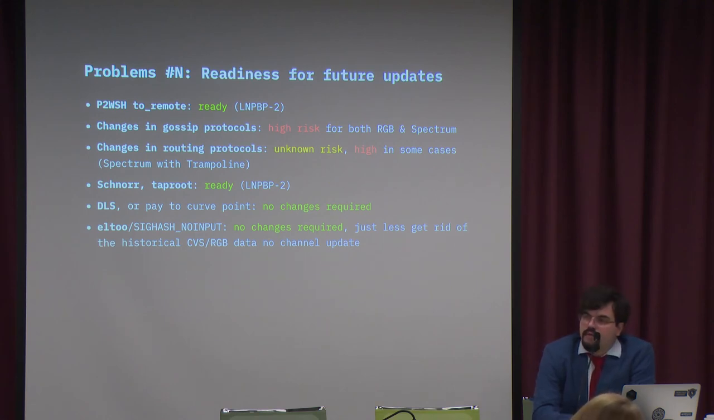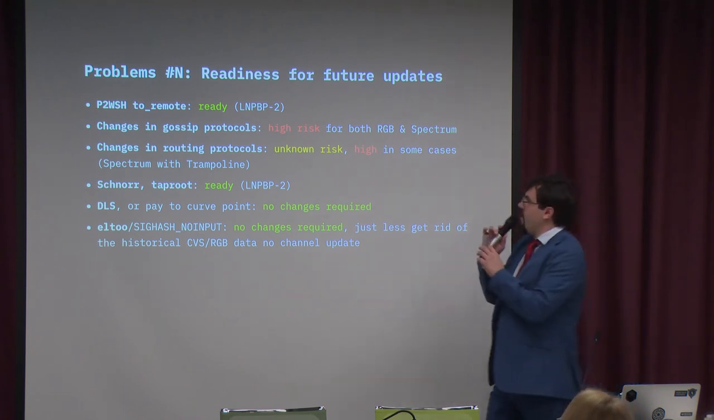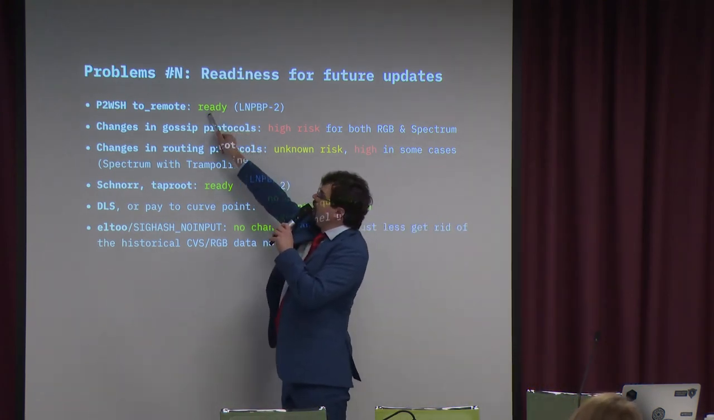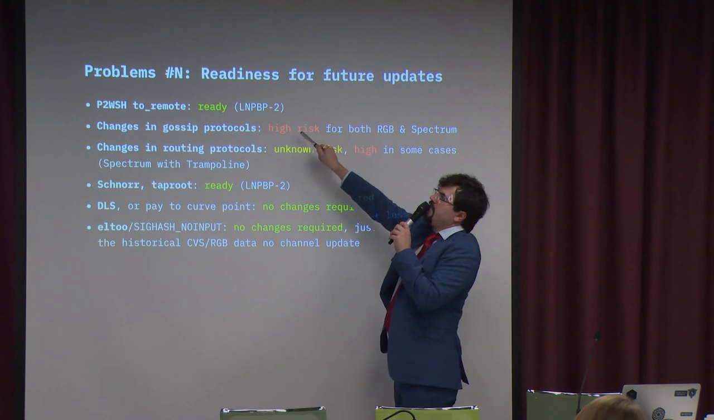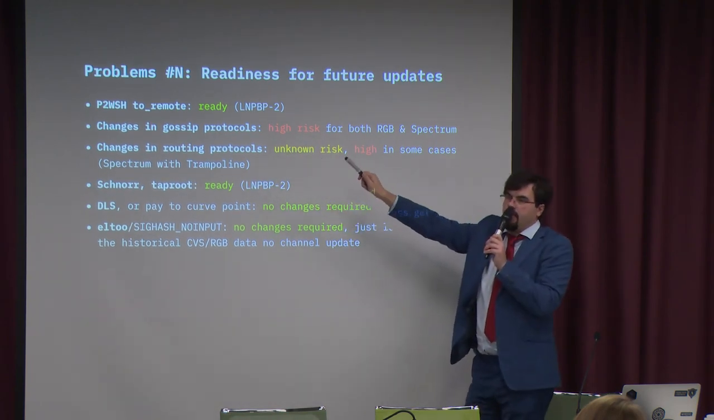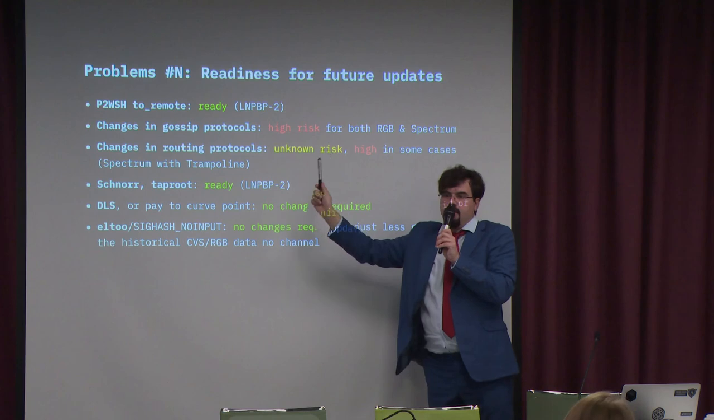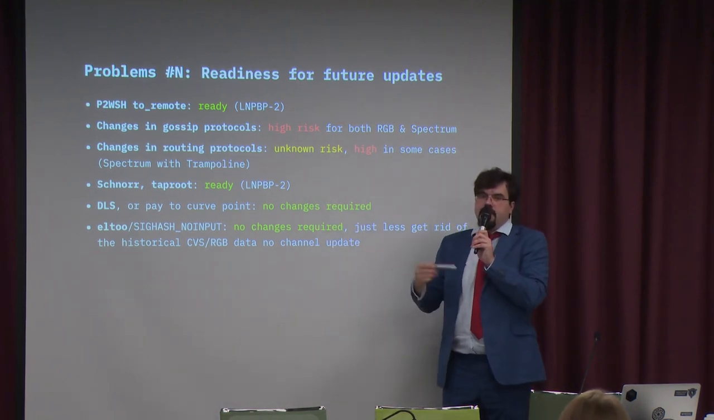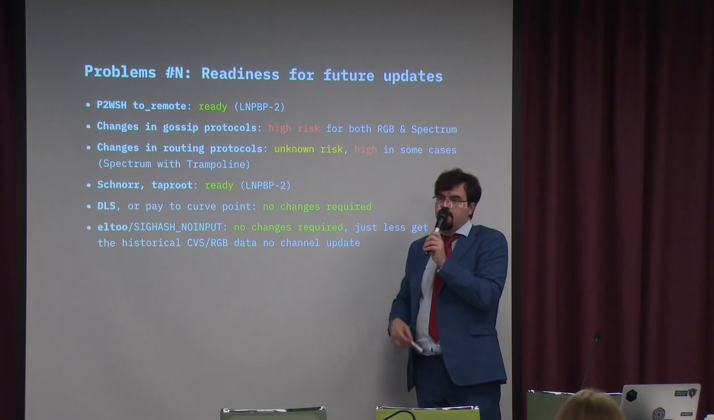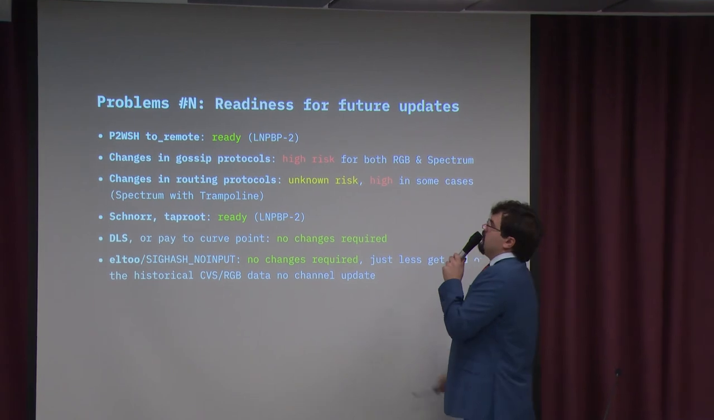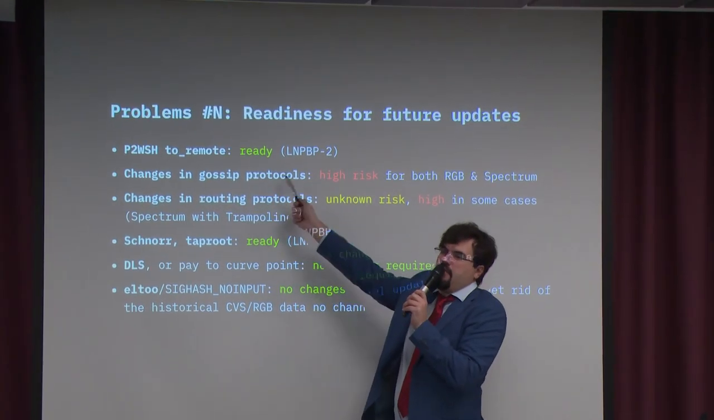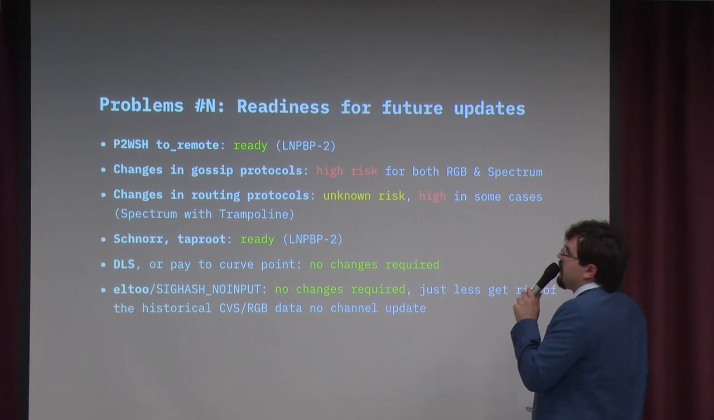All the new updates that we were discussing in the first part that are coming to the Lightning Network, we have to be ready for them. And this slide summarizes our readiness state. So we are already ready for the change of to remote address. We are at high risk with the changes in gossip protocols because they will probably significantly reduce the network traffic, leaving us less space to announce different information or attach different information to gossip messages. It is still not clear what changes could be there, so it's hard to predict what will happen next.